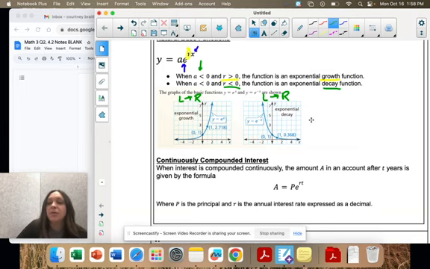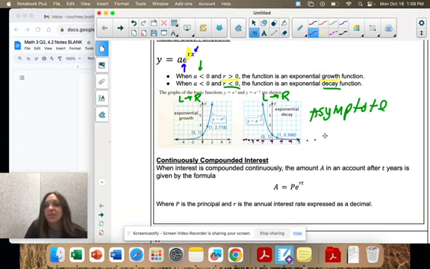And then also, I want you to notice that these functions have what we call asymptotes, which we've learned about before, along the axis. So y equals 0 is the asymptote. That means it gets really, really close to 0, but is never actually 0.